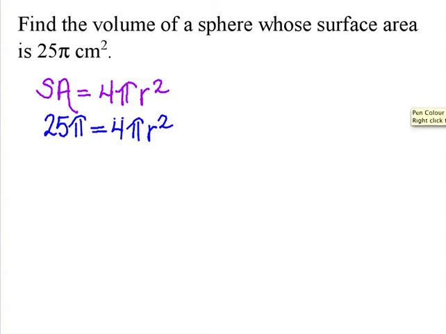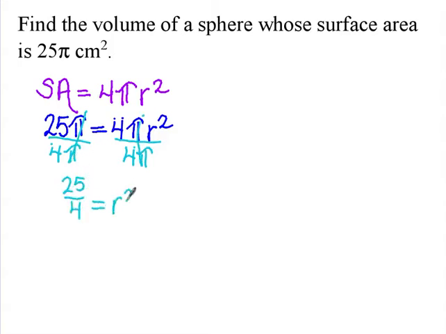So to solve this, what am I going to do? Divide by 4 and divide by pi. So what ends up happening is my pi's cancel, and I end up getting 25 over 4 equals r squared. So now how do I find my radius? Square root. Now remember, whenever we take the square root, we always take the positive and negative, but we can never have a negative radius. So what's the square root of 25? 5. What's the square root of 4? 2. So my radius in this case is 5 over 2 or 2.5. It could also be 2.5 if you'd want as well.